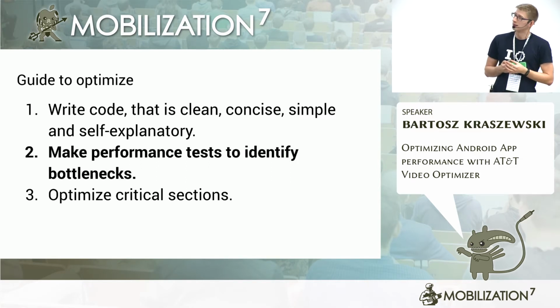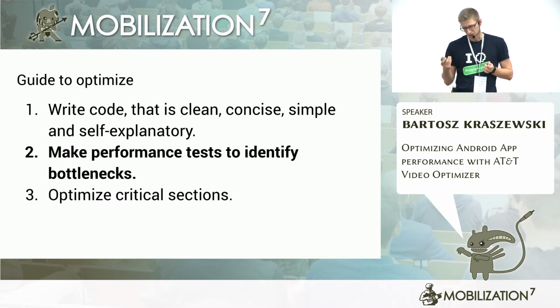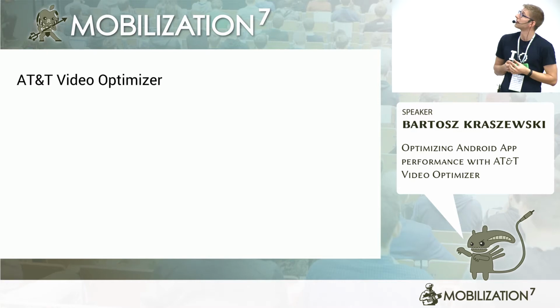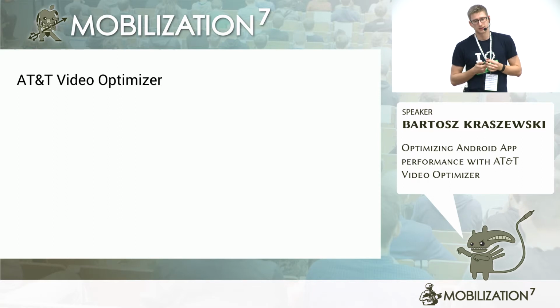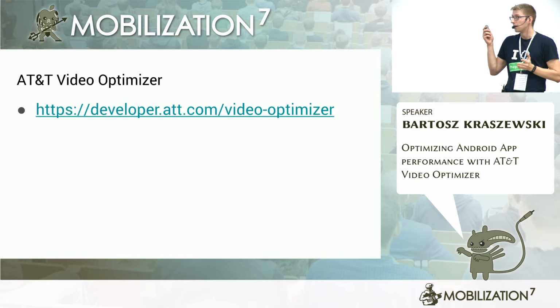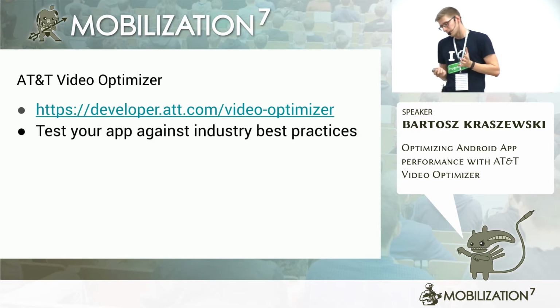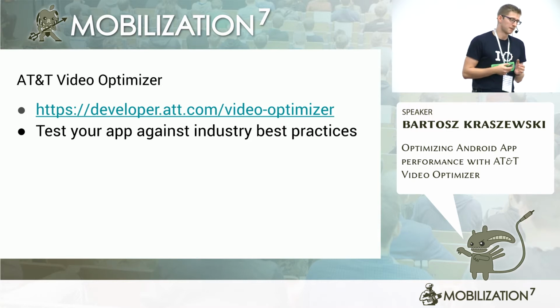And the second part, so making the performance tests, is actually the part of the presentation I want to be focused on mostly. And for that, I'd like to introduce you to a tool. It's called AT&T Video Optimizer. Not everyone has heard about it, but it's a desktop application that you can download on the AT&T developer website. And it allows you to test your application against the industry best practices.